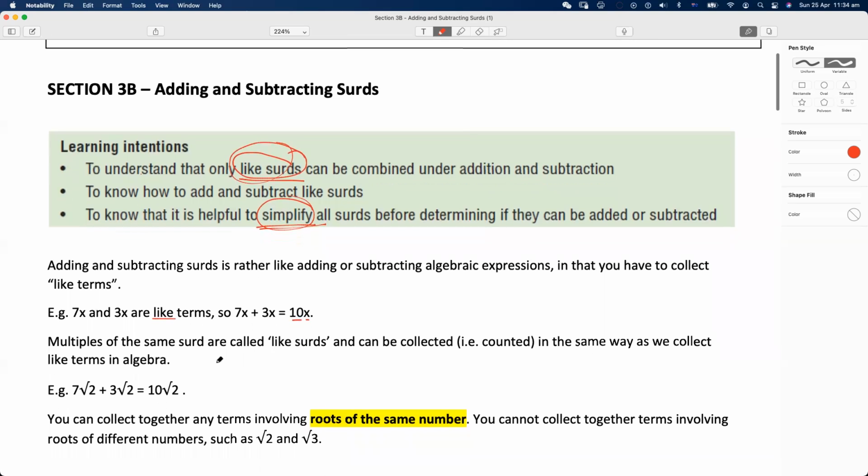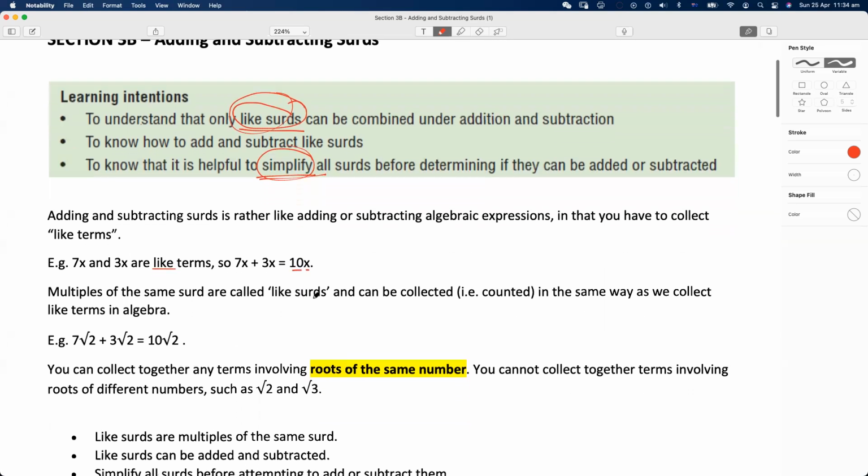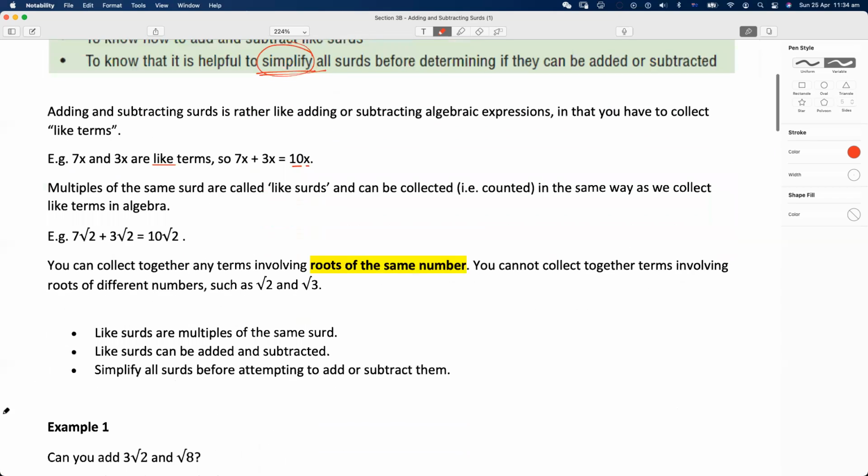All right. Multiples of the same surd are called like surds and can be collected, that is, counted, in the same way as we collect like terms in algebra. This works as simply as what we did for collecting like terms. So 7 root 2 plus 3 root 2 just means 7 of root 2 plus 3 of root 2. That's 10 of root 2. So you can consider root 2 like a thing, okay? 7 of this root 2 plus 3 of this root 2. And here we go, we've got 10 of root 2.